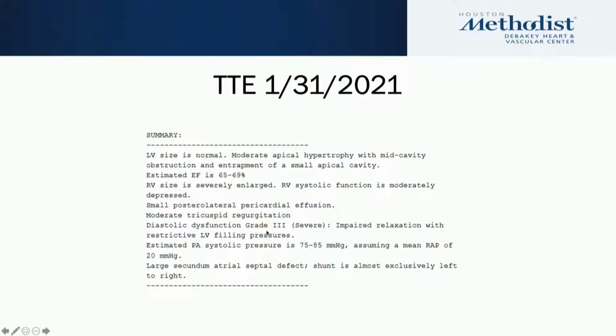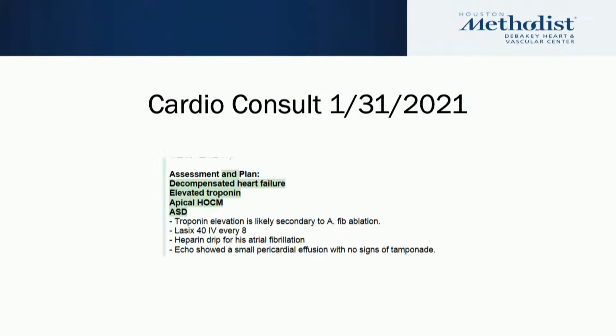So the TTE report was as expected. The EF was normal on the left side. The RV has depressed function, is severely enlarged, and now you have the large secundum ASD that we know about, and the moderate to severe TR with an RVSP that's very elevated.